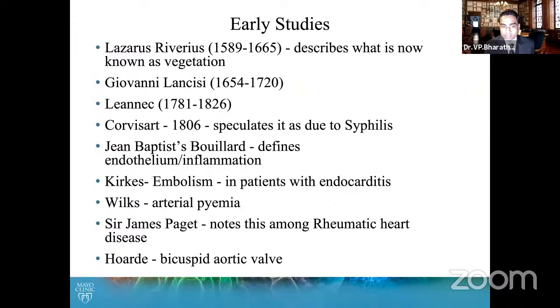was well-defined. Dr. Bouillaud defined what endothelium is, the covering of the heart, and what is inflammation. An interesting tidbit for the cardiologist is that the concept of embolism was described by Kirkes, and this was first described in patients with endocarditis. So the concept of clotting in cardiovascular disease, the concept of embolism, was described in patients with endocarditis. Dr. Paget noted that this kind of clinical syndrome was more common in rheumatic heart disease, and Dr. Hoard found that this was common among bicuspid aortic valve disease.